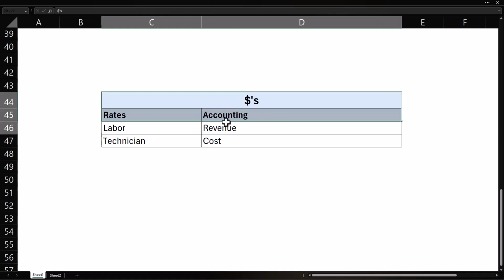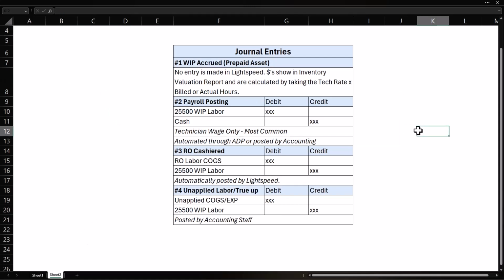So we're going to look at the other piece of the dollars, as far as the rest of the journal entries, on this next screen. With dollars, we've got the accrual. A WIP labor account is a prepaid asset account. When you're working in a repair order and we clock the time and close that labor line, Lightspeed doesn't actually post anything. It tracks it in the background. It's doing the calculation, looking at the technician rate, multiplying that by either the billed hours or the actual hours, depending on a preference. So it's gathering that data so we know how much is inside that WIP labor account.